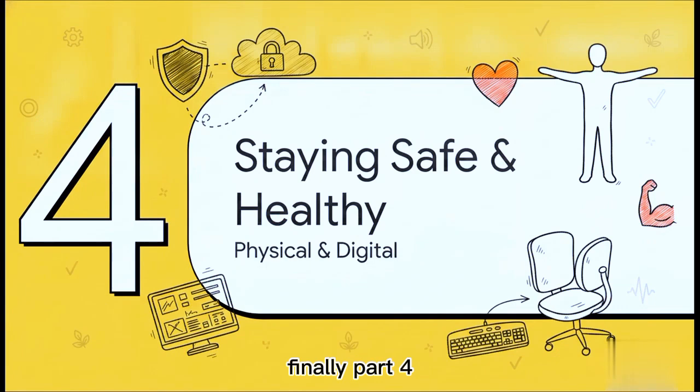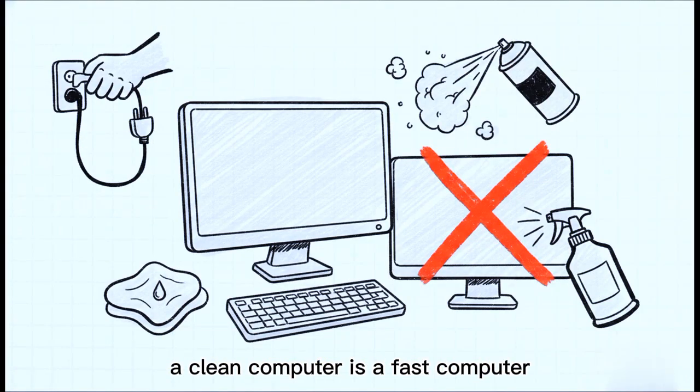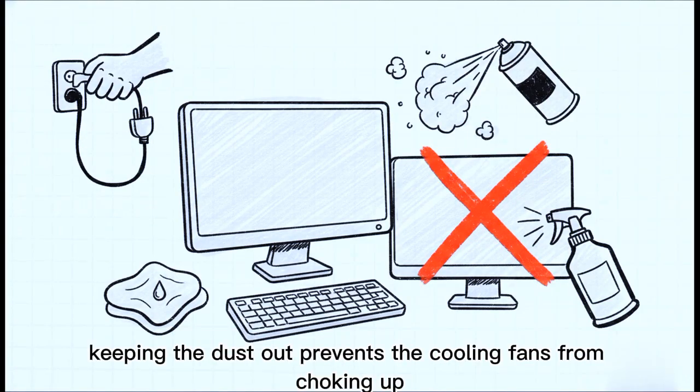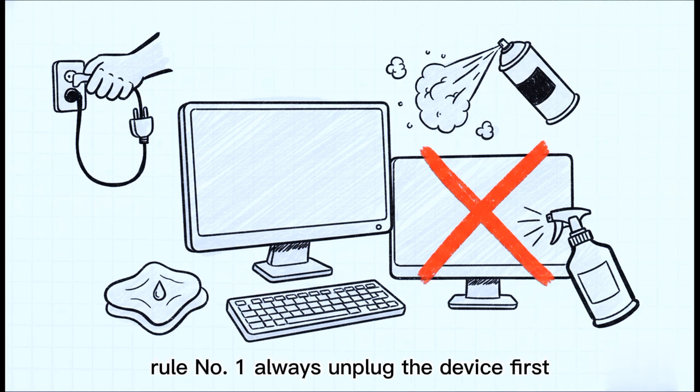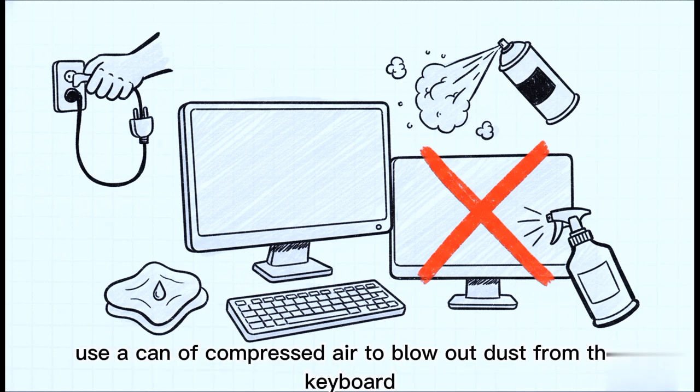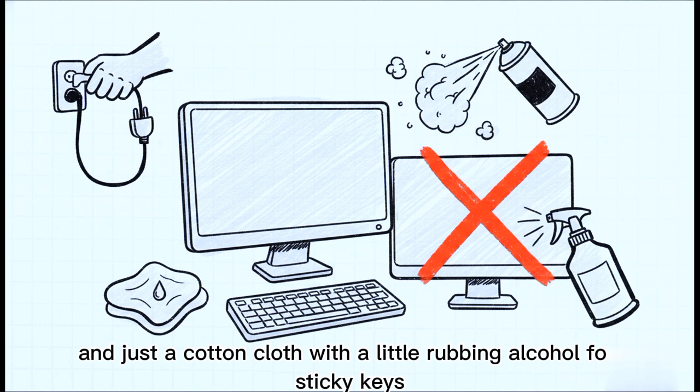Finally, part 4, staying safe and healthy. Look, a clean computer is a fast computer. Keeping the dust out prevents the cooling fans from choking up, which absolutely stops overheating. But you have to clean it the right way. Rule number 1, always unplug the device first. Use a can of compressed air to blow out dust from the keyboard and just a cotton cloth with a little rubbing alcohol for sticky keys.